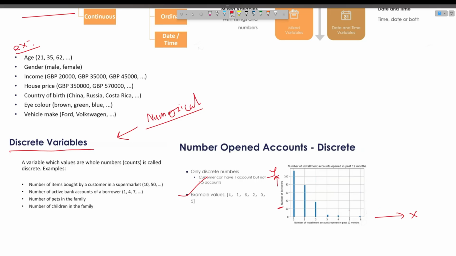The graph is not connected. As I mentioned, the graph is not connected, so it's a discrete one, and you can understand that by this as well.